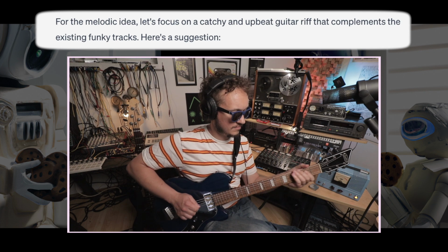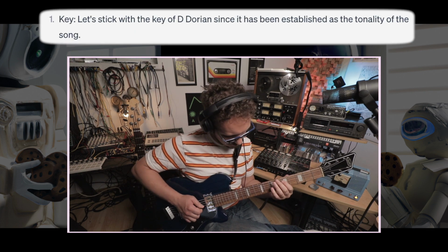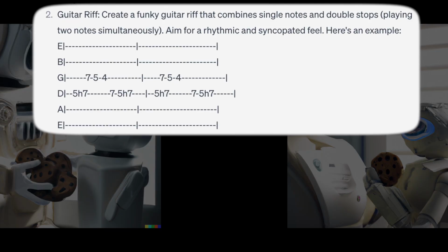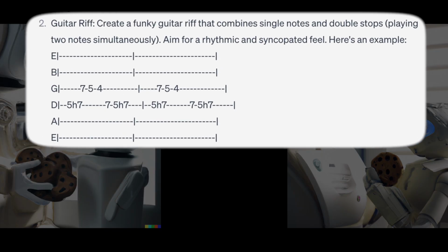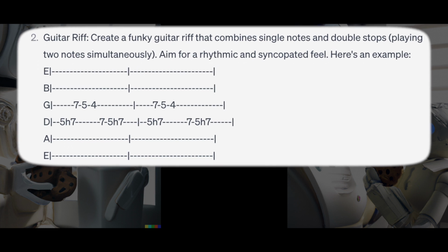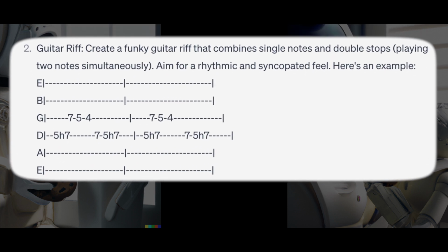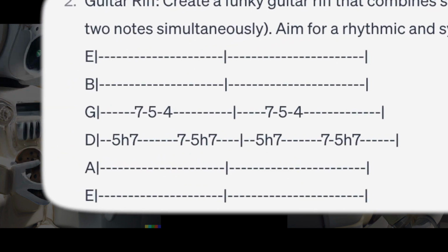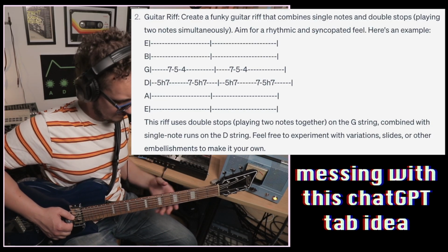Let's focus on a catchy, upbeat guitar riff that complements existing funky tracks. Here's a suggestion. Let's stick with the key of D Dorian. And then number 2, this is very funny when I saw this. Create a funky guitar riff that combines single notes and double stops, playing 2 notes simultaneously. Aim for a rhythmic, syncopated feel. Here's an example. Let's try that idea real quick.